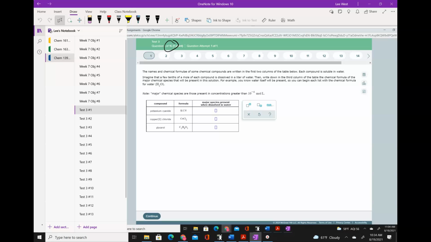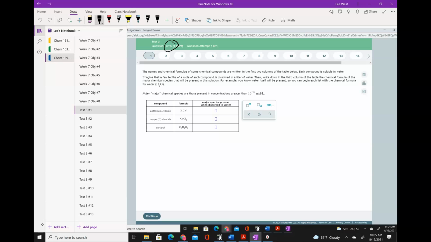So it says the names and chemical formula of some chemical compounds are written in the first two columns of the table below. So what you get from a chemical formula and a chemical name is you can tell whether it's an ionic compound or a molecular compound, and then you can tell whether the compound is an acid or not if it is a molecular compound. So what we've got to do here, it says each compound is soluble in water, so it will form an aqueous solution. And it says imagine that a few tenths of a mole of each compound is dissolved in a litre of water. So water is going to be like the major component.